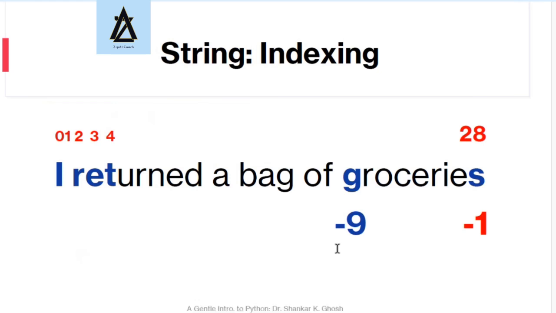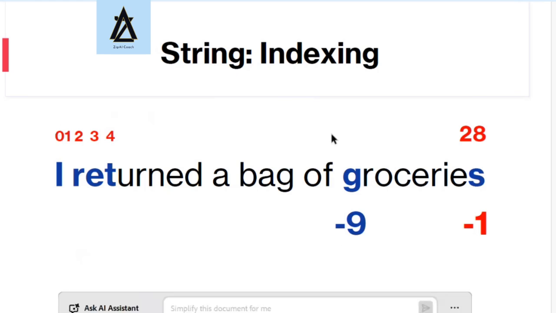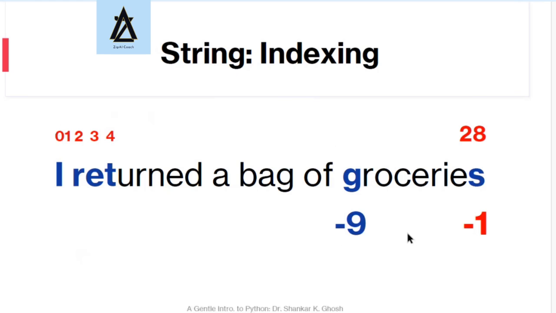The indexing in Python is a little bit different from indexing in C. In C, we know that only forward indexing is there. That means it starts from 0 and goes till the end, right? But in Python, backward indexing is also there, starting from -1. For example, in this string, I returned a bag of groceries.